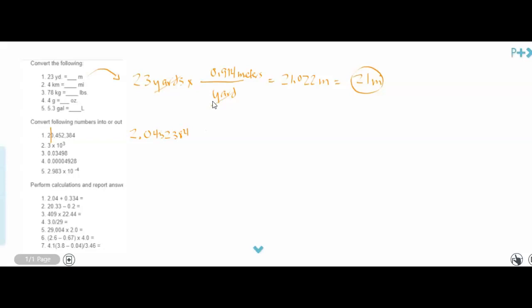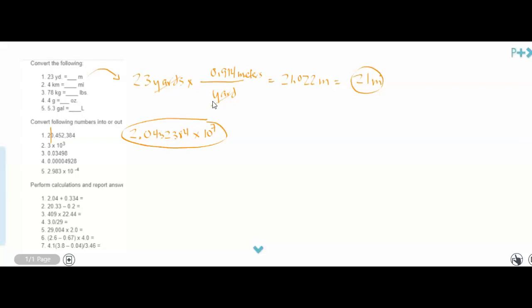And count the number of placeholders to where the decimal point would be. That's 1, 2, 3, 4, 5, 6, 7. So that's times 10 to the 7th. Don't forget your units, but there are none here. And that's how you do that.